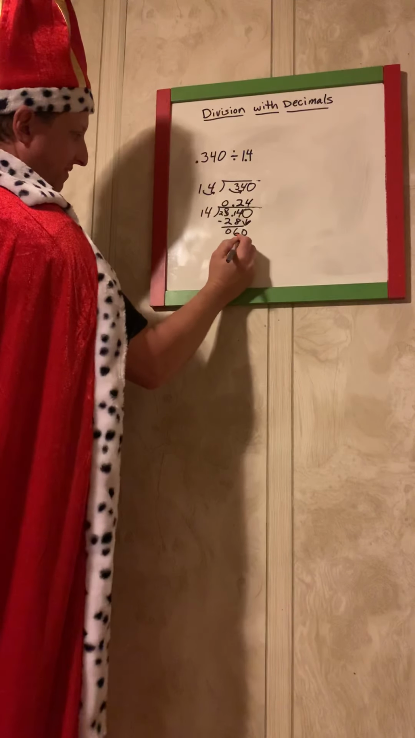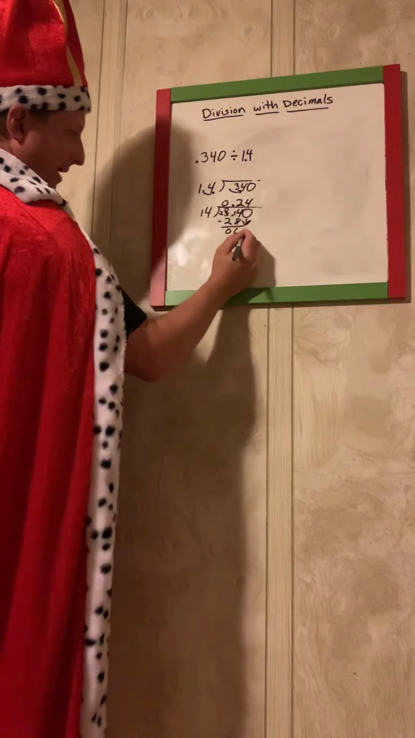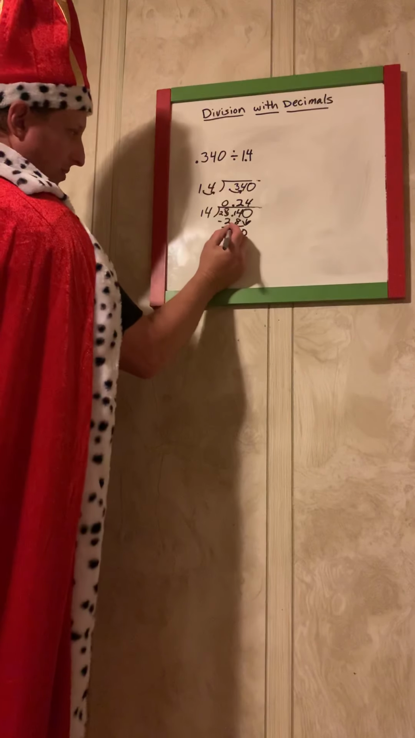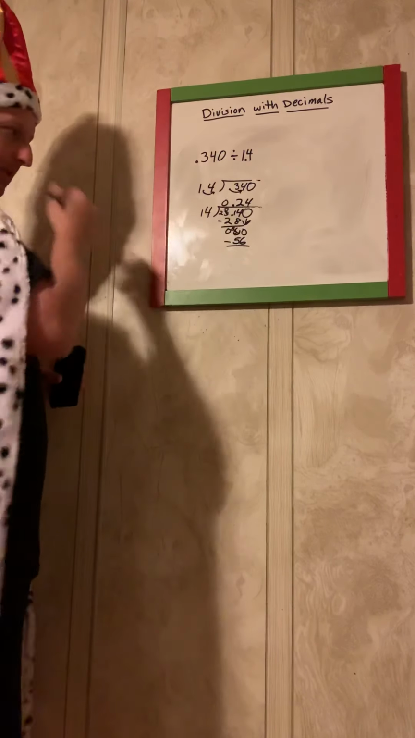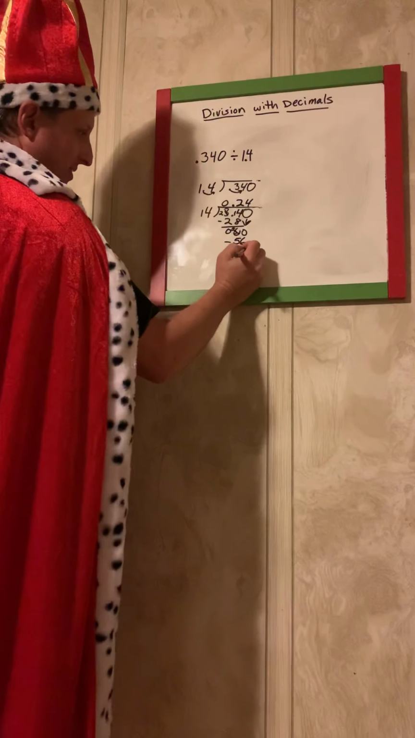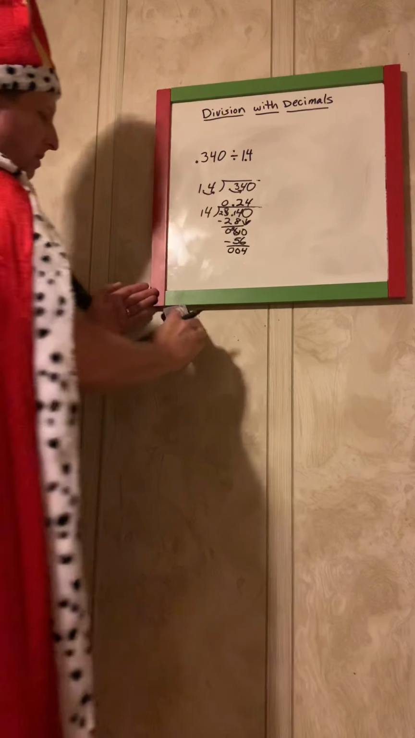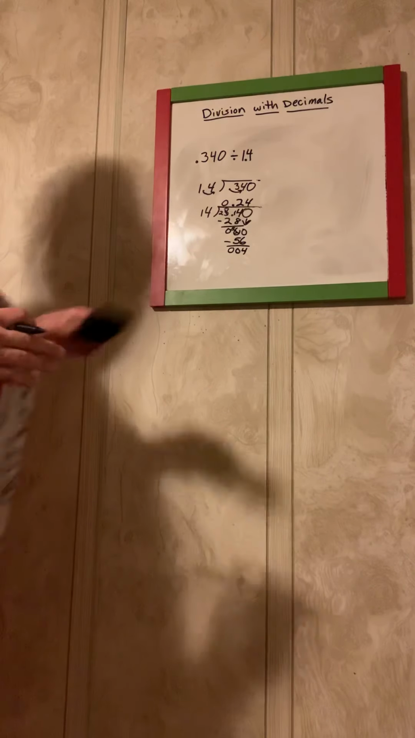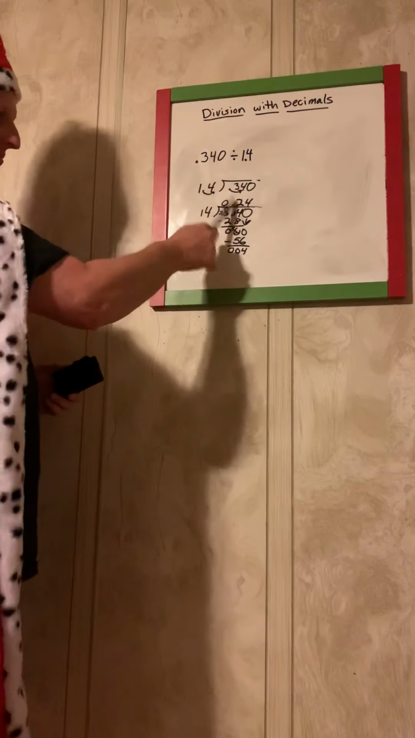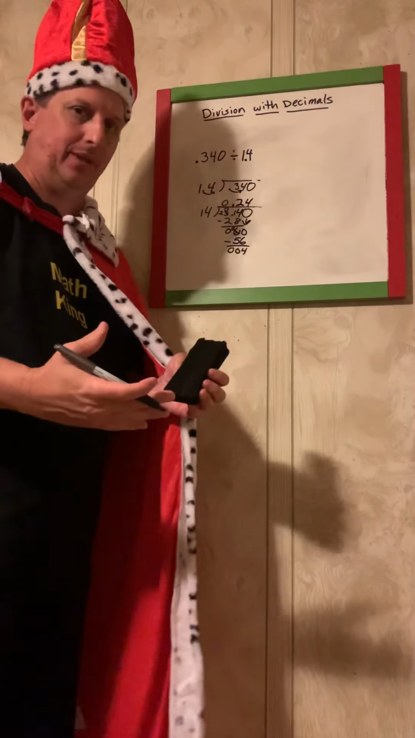And that makes 56. And when I subtract, I can't do 0 minus 6. Cross out the 6, make it a 5, make the 0 a 10. 10 minus 6 is 4. Everything else is zeros. Now, I can't have a remainder when I have a decimal point. This is what I wanted to show you on this one.